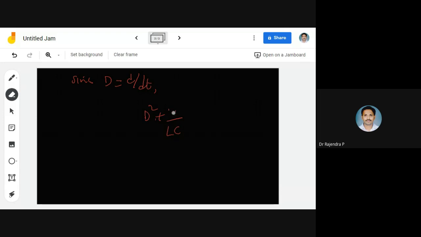So what I will do, when I'm taking q common, this will be 1 by LC into q, which is equal to E by L, on the other side. So this is your differential equation. Now you tell me, D stands for d by dt. We are solving for q. Do you agree? Q is in terms of t. Okay. So now it is in the form of our LDE with constant coefficients.